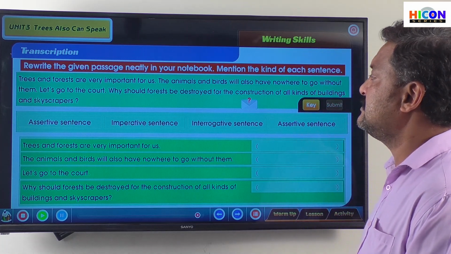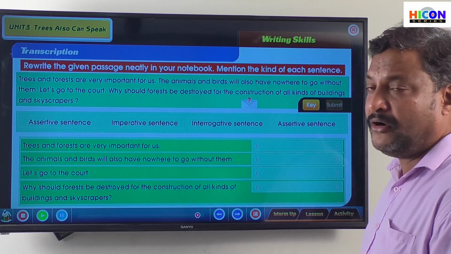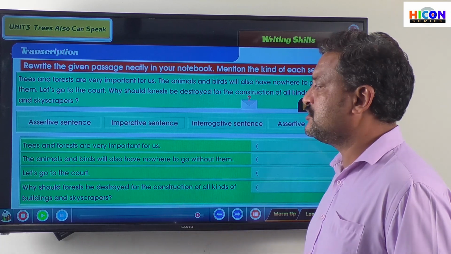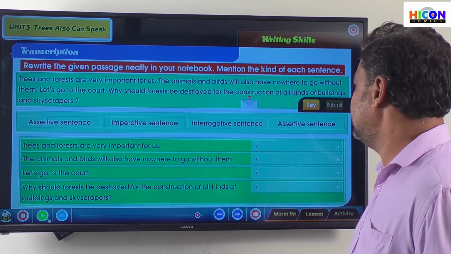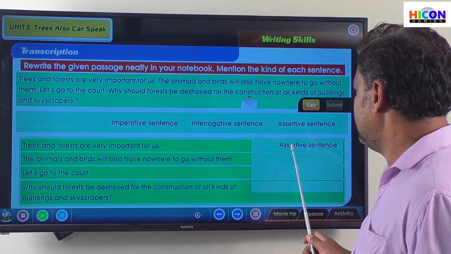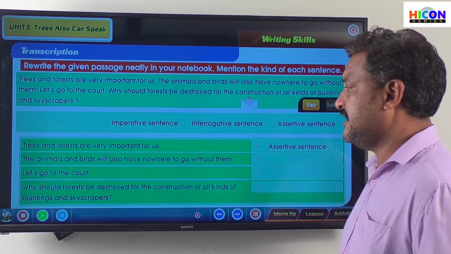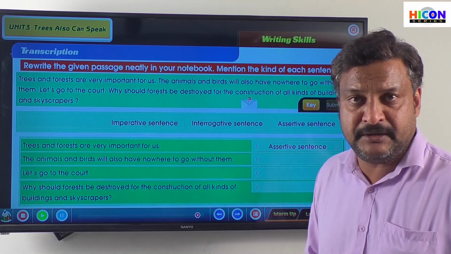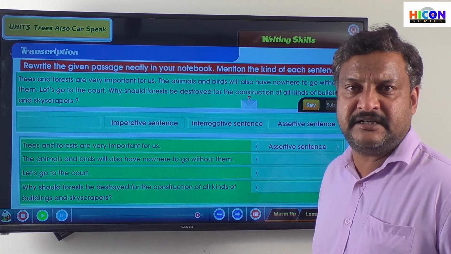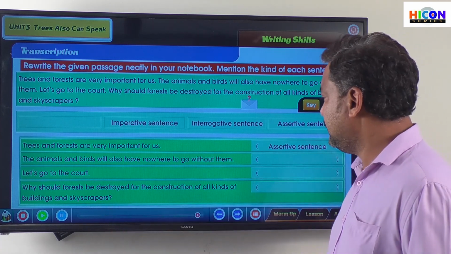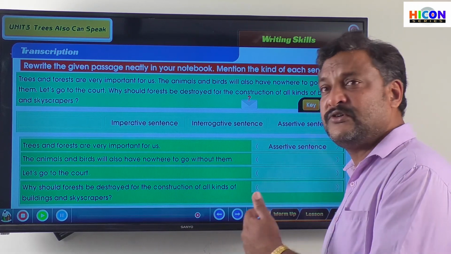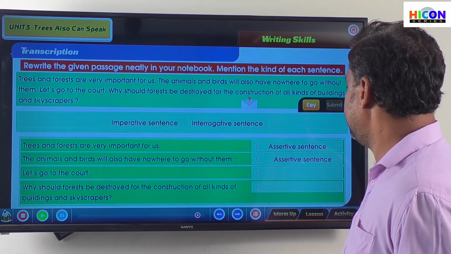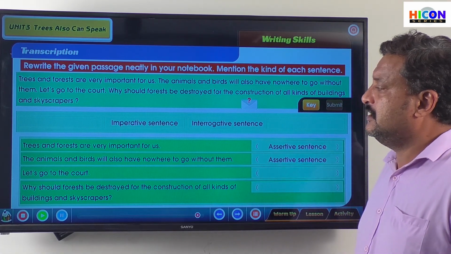So now, the first sentence: trees and the forests are very important for us. It starts with a capital letter, ends with a full stop, and it is an assertive sentence, okay? Yes. The next: the animals and the birds will also have nowhere to go without them. It's also a common statement, isn't it? That also starts with a capital letter, ends with a full stop. So this also is an assertive sentence. So we have one more assertive sentence here. Yes, dragged and dropped.